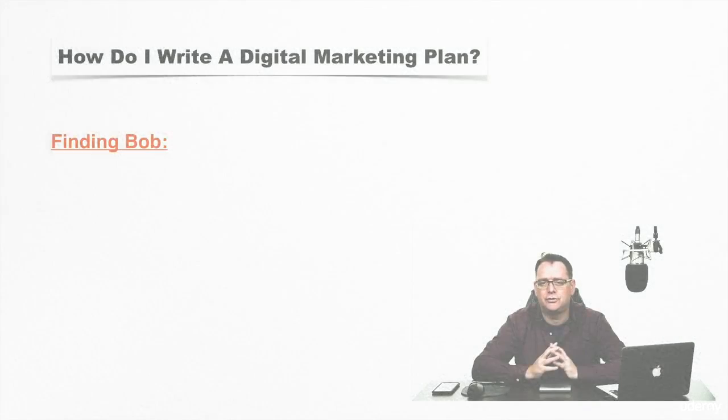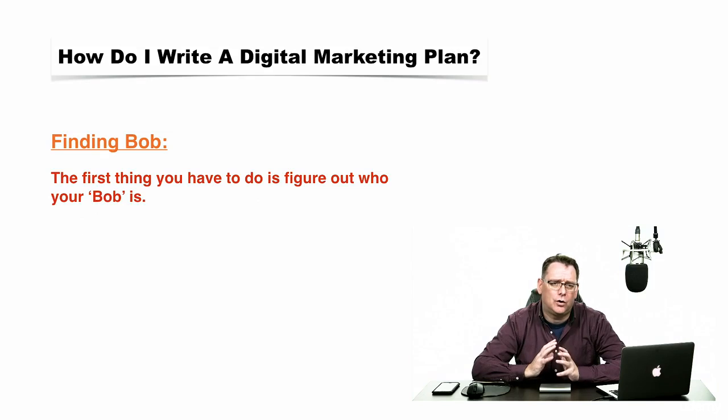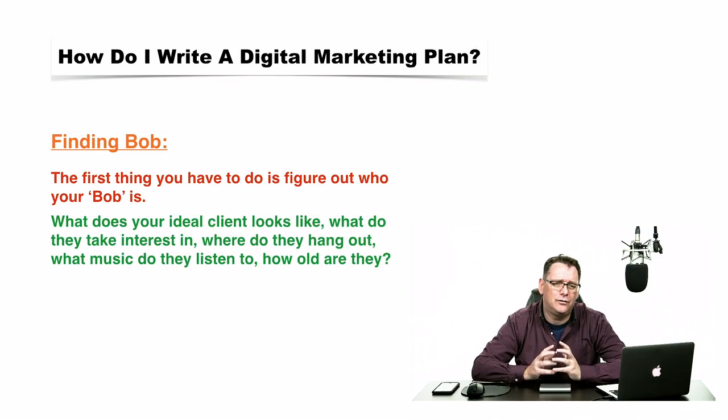How do I write a digital marketing plan? Well, the first thing we have to do is concentrate on finding Bob. The very first thing we have to do is figure out who our Bob is. What does our ideal client look like?